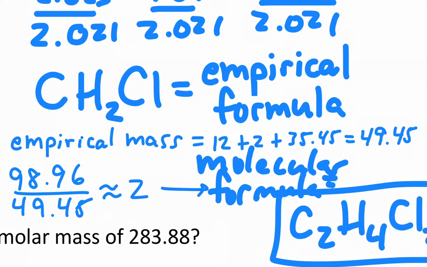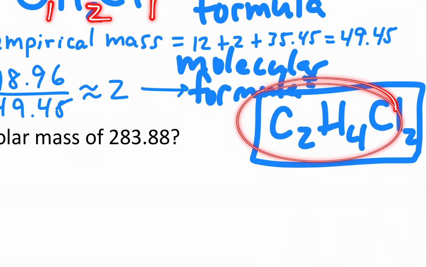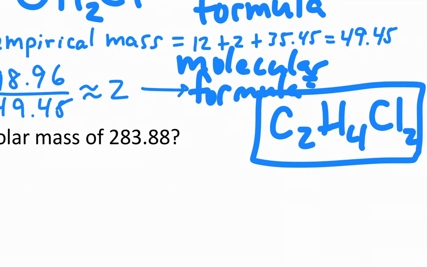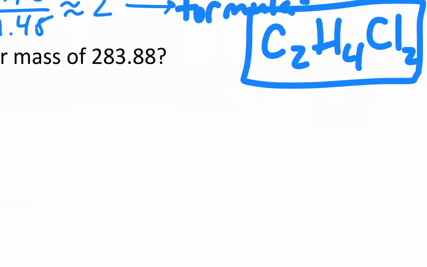The empirical formula is just the lowest whole number ratio, 1 to 2 to 1. The molecular formula tells you what this compound actually looks like. We actually still don't know the structure. If you want to think about this just for a second, go back to our first unit and imagine how you could connect some carbons, 4 hydrogens, and 2 chlorines.